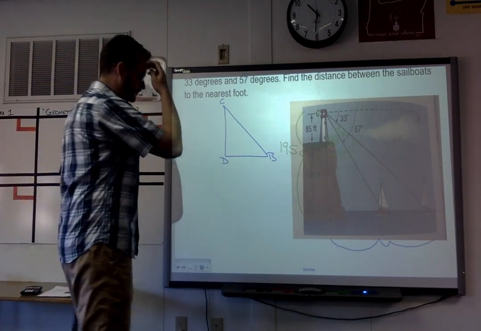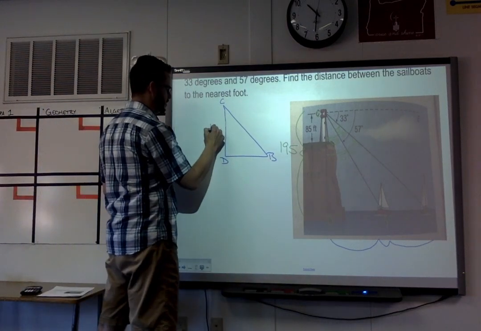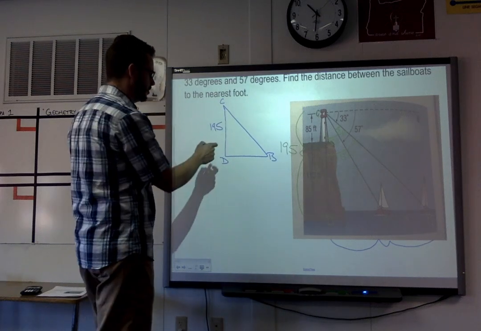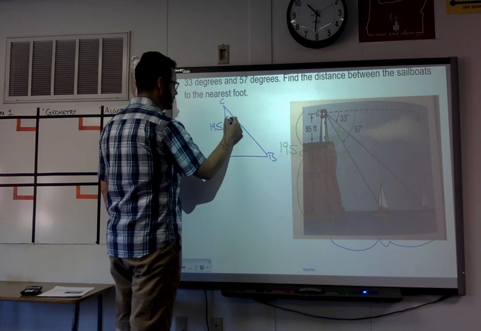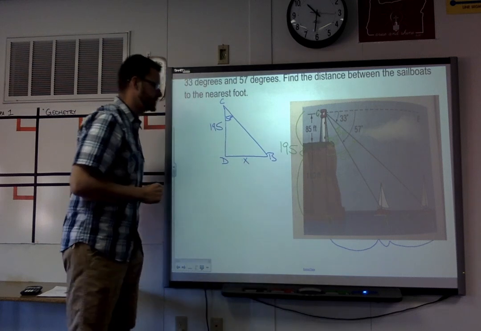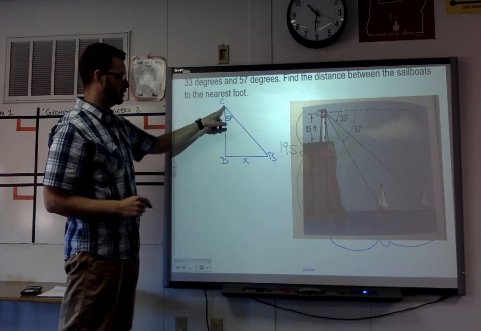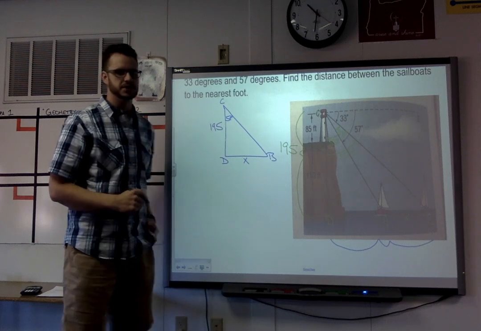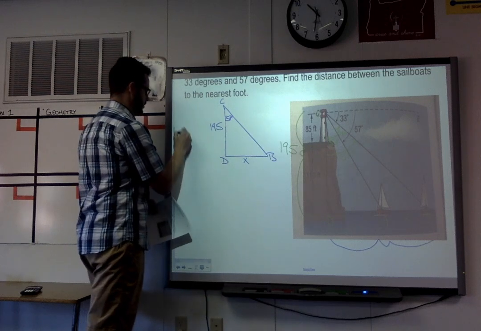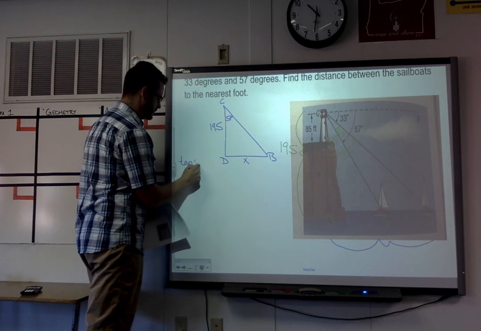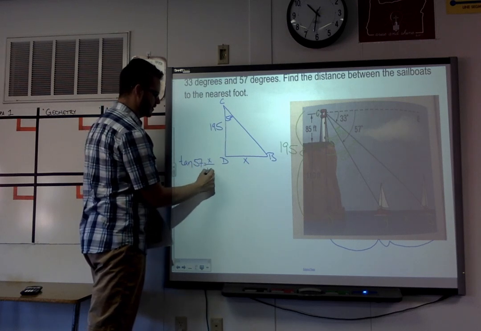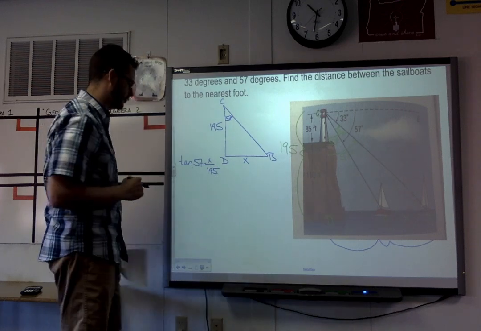I know that the height here is 195. I know that the angle on CDB is 57 degrees, and I'm trying to find this missing side. So working with this angle, I have my opposite and my adjacent, which means I'll be working with the tangent. So I'm going to go ahead and say the tangent of 57 is equal to the opposite, x, over the adjacent, 195.